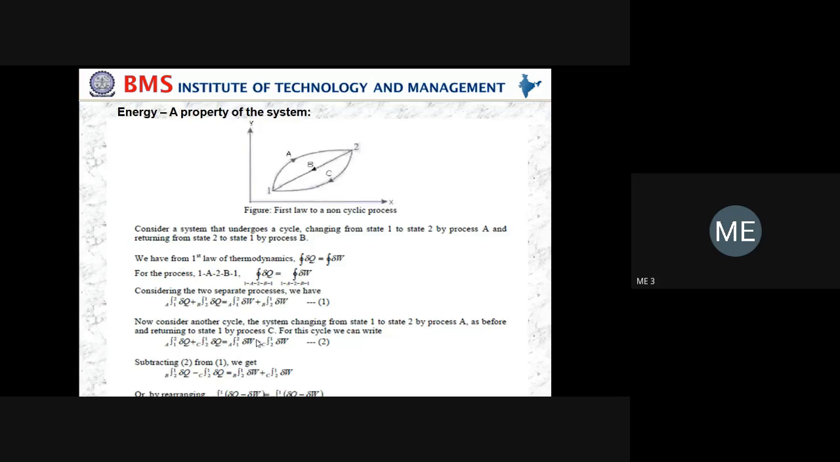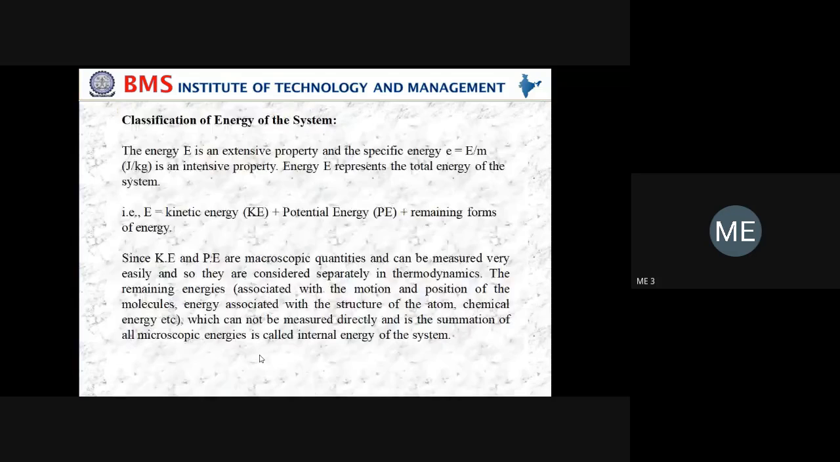Now you write the right hand term. You make Q and W on one side and Q and W on the other side. You just rearrange the terms. That is the integration of dQ minus the integration of dW. You shift this third term towards the LHS side, equals the integration of, you take this second term towards the right hand side, that is equal to the integration of dQ minus the integration of dW between the limits 2 to 1 by following path C. So you rearrange the terms.